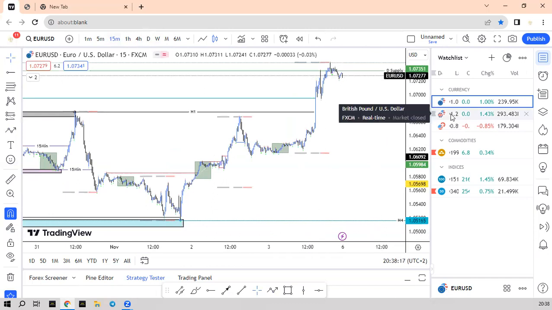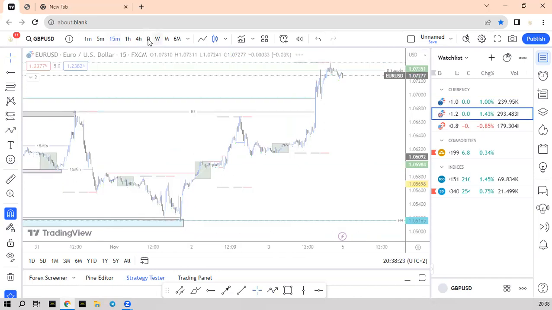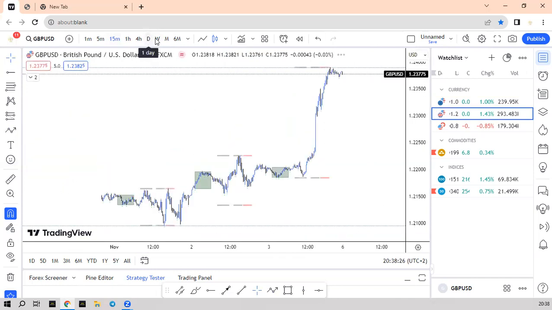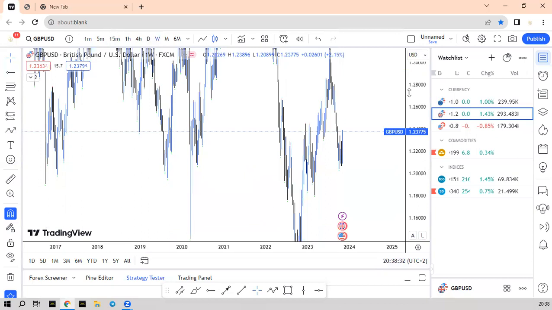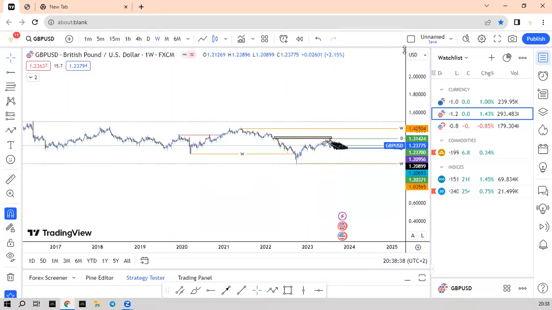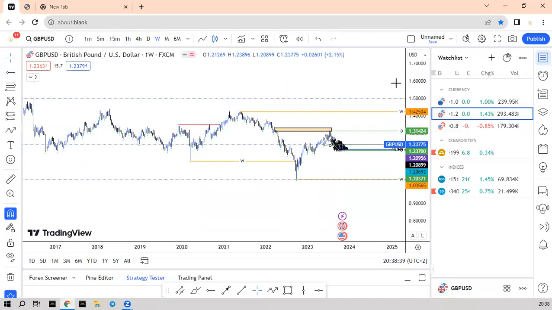So let's jump into the next pair, which is GBPUSD. Let's start on weekly. So jumping on weekly, we have a bearish weekly. Understand? Weekly is bearish.